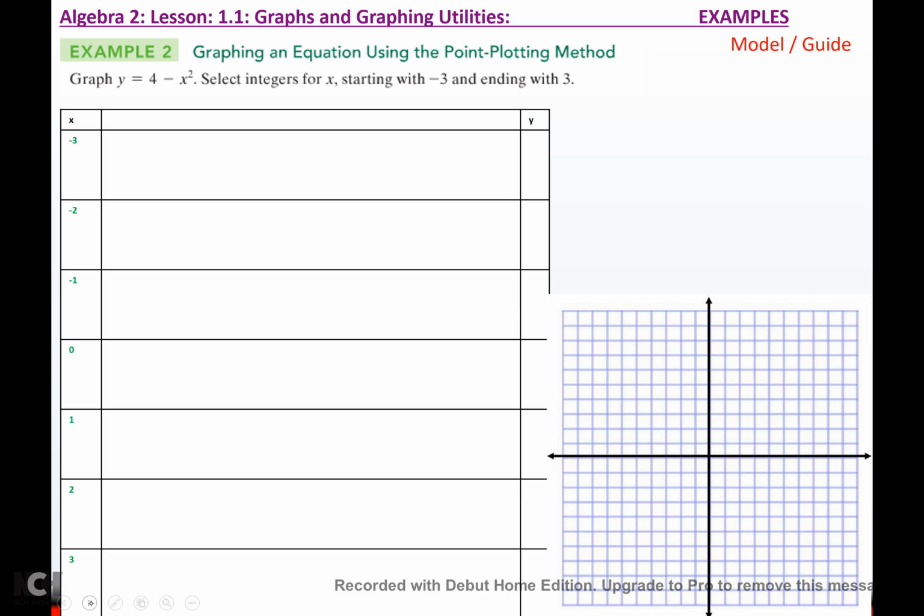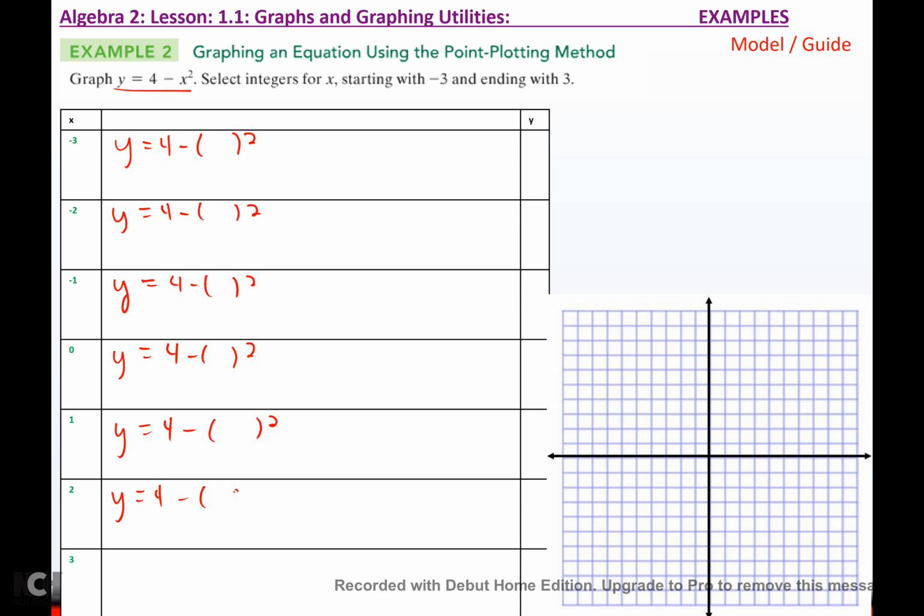So for example, they want me to graph this one, and they want me to pick values. So I'm going to copy my equation every time. All I'm doing is copying this, but instead of x, I'm leaving a hole to substitute my values in from negative 3 to 3. You can do it one at a time. I just know I'm going to do it over and over again, so I set myself up. The first time I'm going to plug in negative 3, then negative 2, then negative 1, then 0, then 1, then 2, then 3.